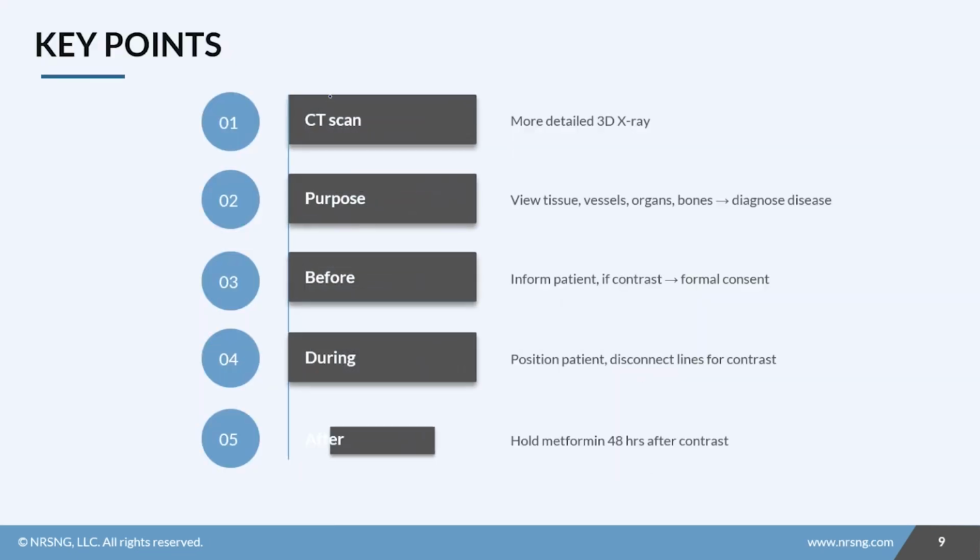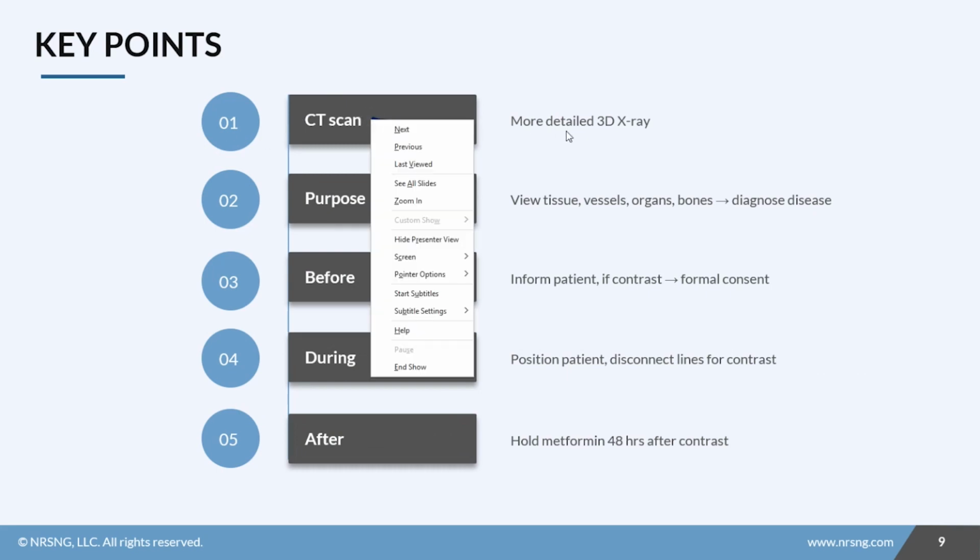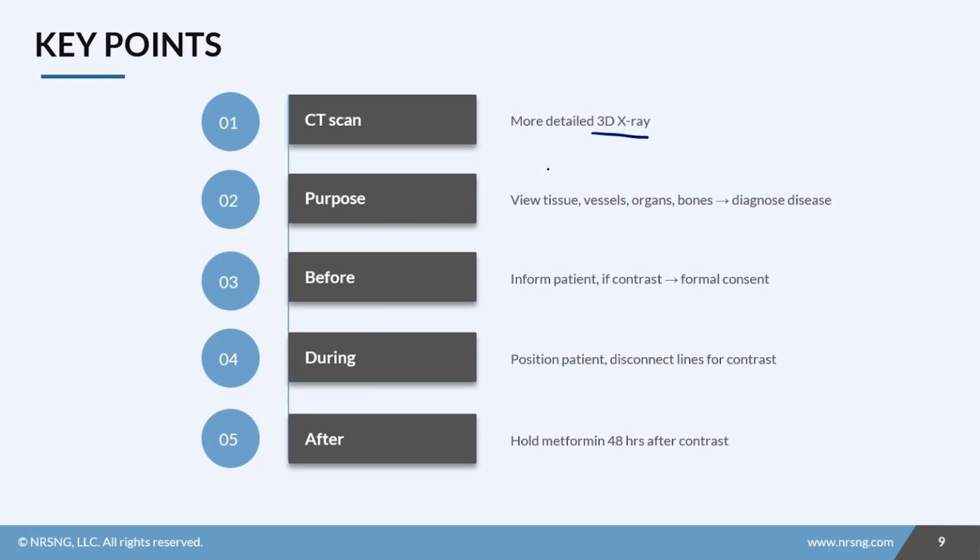All right, let's review the key points. So a CT scan is a more detailed 3D X-ray that's ordered by the physician to view tissue, vessels, organs, bones, and that helps to diagnose disease. So before the test, you're going to inform the patient of what they're having and why they're having it, right? If you're going to use any IV or PO contrast, you're going to need a formal consent filled out before they will do that test.